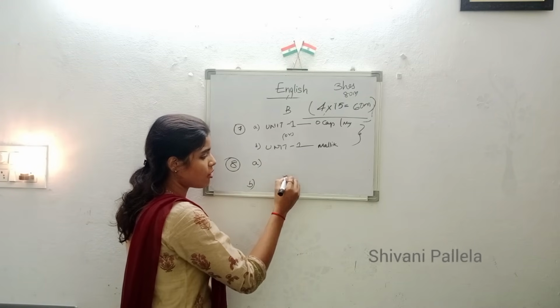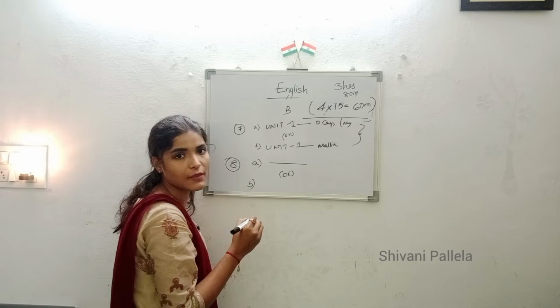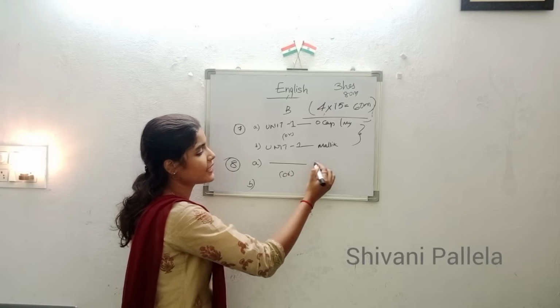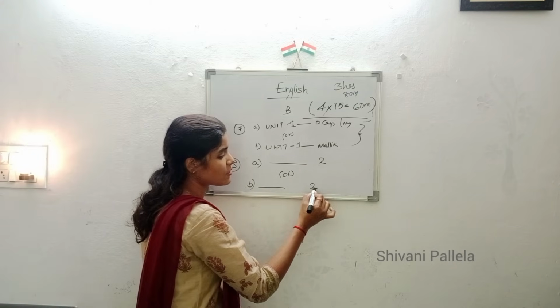Eighth question A, eighth question B, or option will be there. Right? In eighth question A, whatever the poem lesson you are having, here you will get from unit number 2. And eighth question B will come from unit number 2 from the poetry lesson.